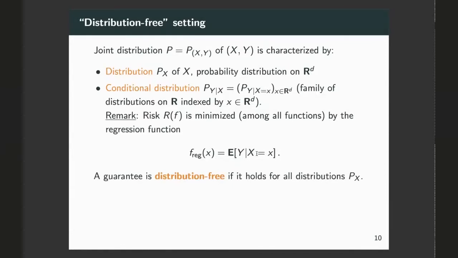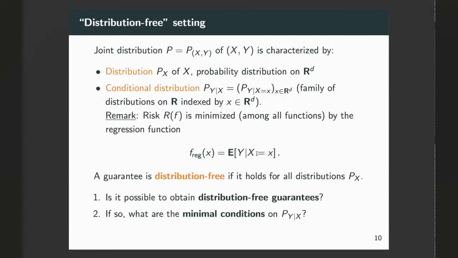And now I will say that a bound or guarantee is distribution free if it holds for all distributions of X, so without any assumption on X. And so now the main questions that I will talk about are, the first one, whether it is possible to obtain some distribution-free bounds at all. The ones I showed before were not distribution-free. And the second one is, if so, what conditions do we need on the conditional distribution of Y given X? So this is our setting.